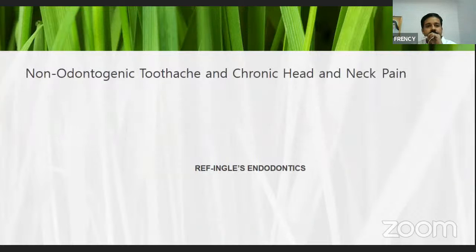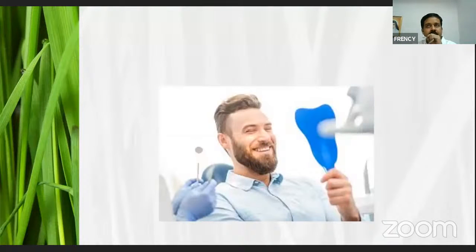Also non-odontogenic toothache, chronic head and neck pain, TMJ pain, and trigeminal neuralgia, all these things you have to differentiate. Then before doing treatment, always ask the patient to hold a mouth mirror, or you can even use an intraoral mirror, but this is the best way. You can show the tooth, this is the problem, this is the tooth that requires root canal treatment, so that many times you can avoid problems with the patient at a later stage. Many times the patient says, actually I was not having pain in this tooth, like that they will tell.